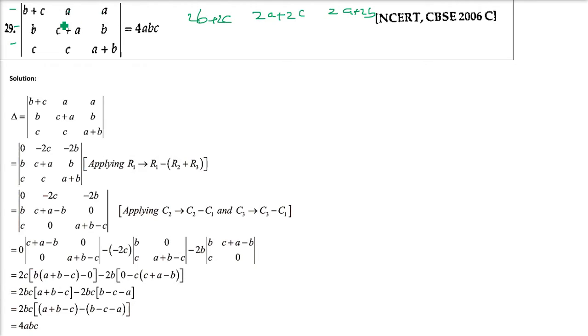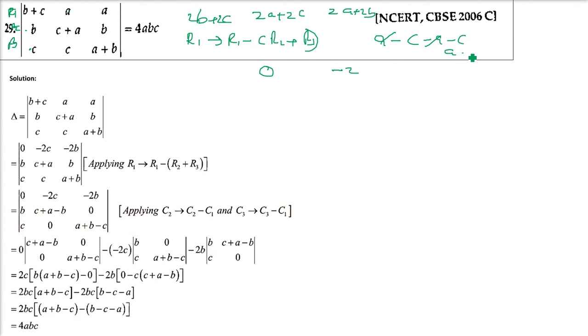But if we add row 2 and row 3 and subtract it from R1. So row 1, row 2, row 3. Now let us add b and c, that is b plus c minus b minus c. So row 1 we are changing to row 1 minus row 2 plus row 3. So b plus c minus b minus c, it is 0. Now a minus c minus a minus c minus c. What do you get? a gets cancelled, you get minus 2c here. So this is minus 2c.